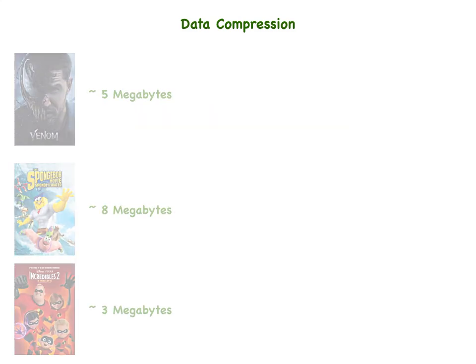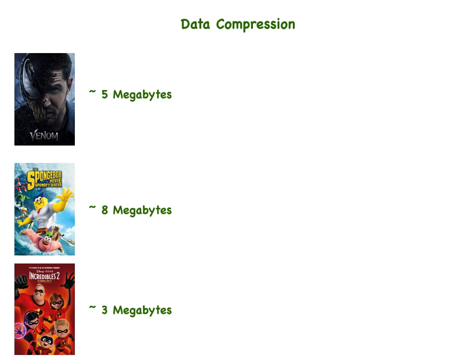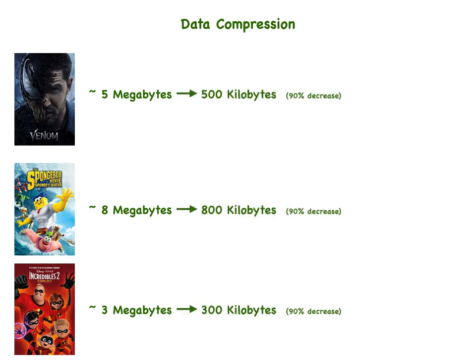Now, this is a big deal when working with very large files, like a movie file, for example. Consider these 3 movie files in front of you that combine to take up 16 megabytes of memory. Now, it's possible your computer or laptop may not have enough storage to fit all 3 of these files. However, if we were to compress these files by 90%, for example, then it would be possible.